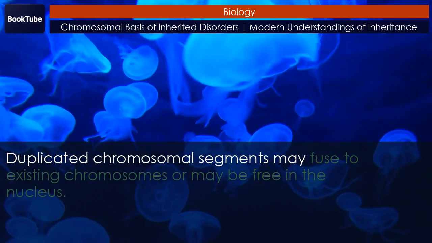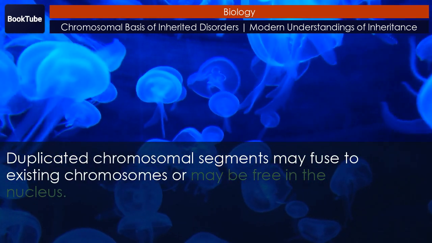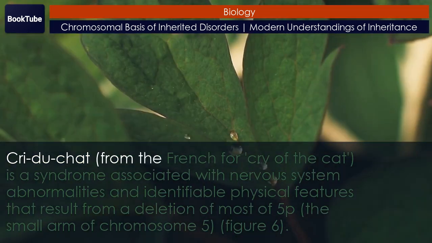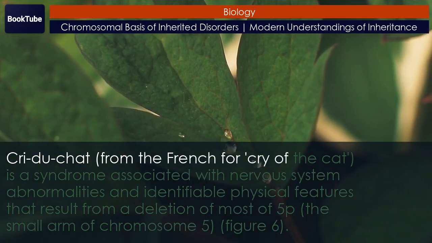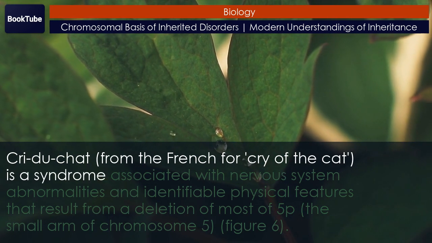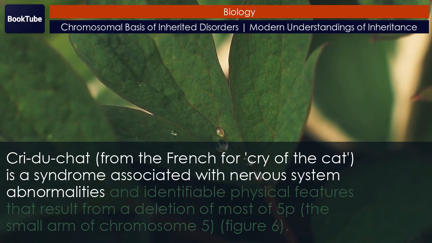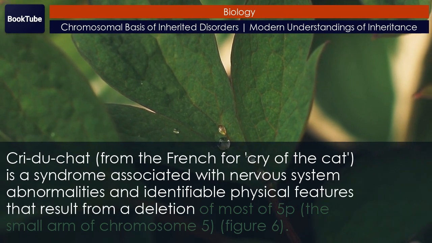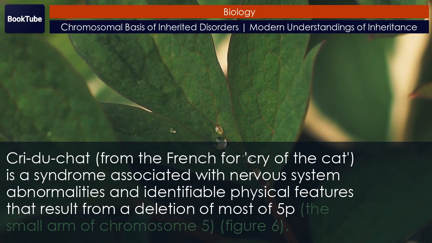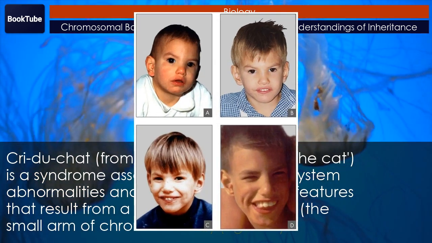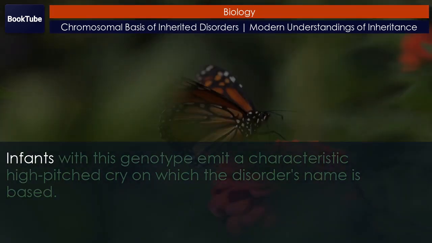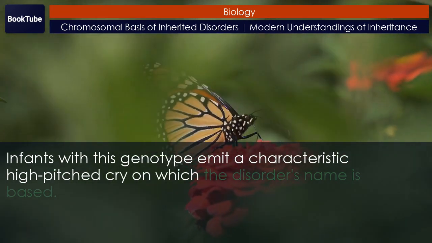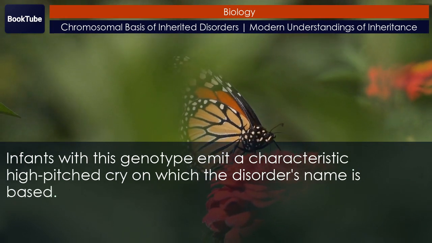Duplicated chromosomal segments may fuse to existing chromosomes or may be free in the nucleus. Cri du chat, from the French for cry of the cat, is a syndrome associated with nervous system abnormalities and identifiable physical features that result from a deletion of most of 5p, the small arm of chromosome 5. Figure 6. Infants with this genotype emit a characteristic high-pitched cry on which the disorder's name is based.